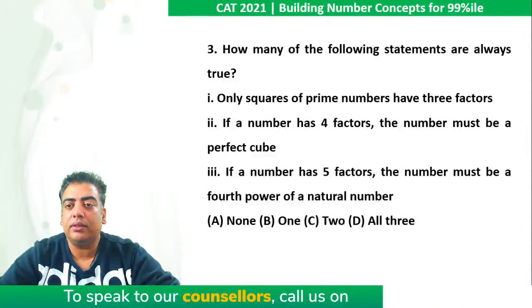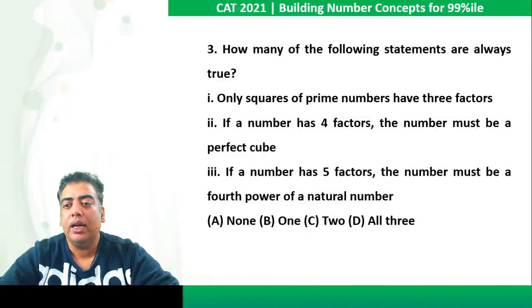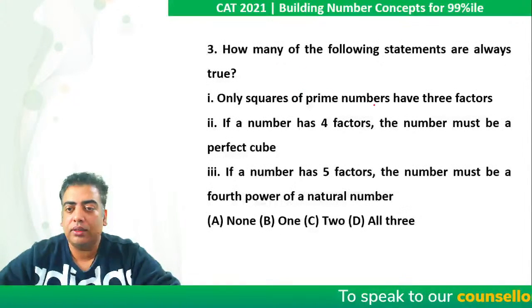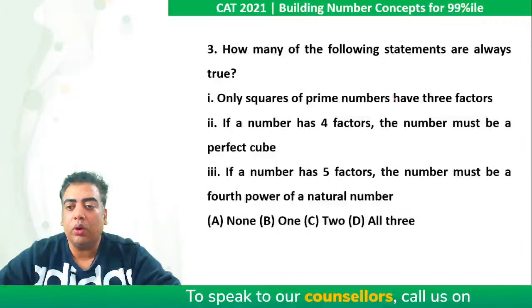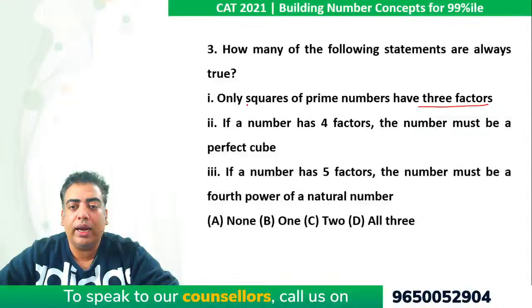And question 30 says, how many of the following statements are always true? Statement 1 says only squares of prime numbers have 3 factors. So that we have already discussed when we were doing what all numbers have exactly 3 factors. So they are only and only squares of prime numbers, which means statement 1 is definitely true.